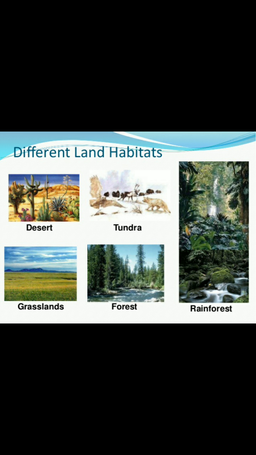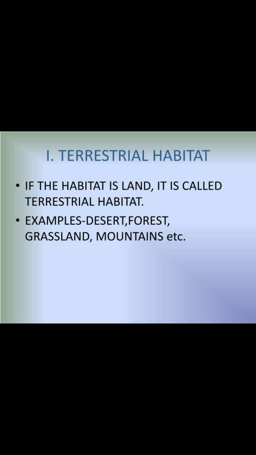So different kinds of habitats. Desert, tundra, rainforest, forest, grasslands, etc. Here, terrestrial habitat. If the habitat is land, it is called terrestrial habitat. Example, desert, forest, grassland, mountains, etc.